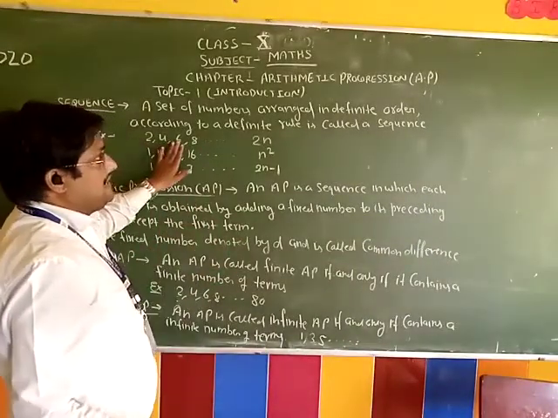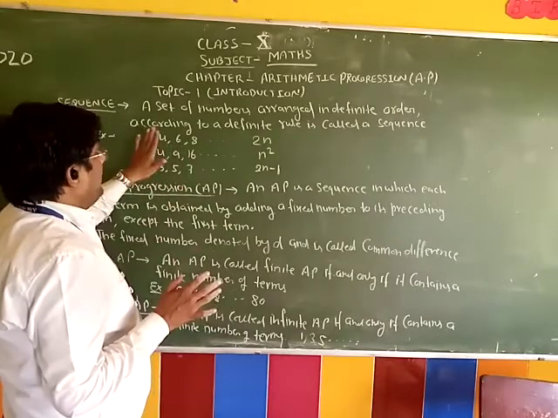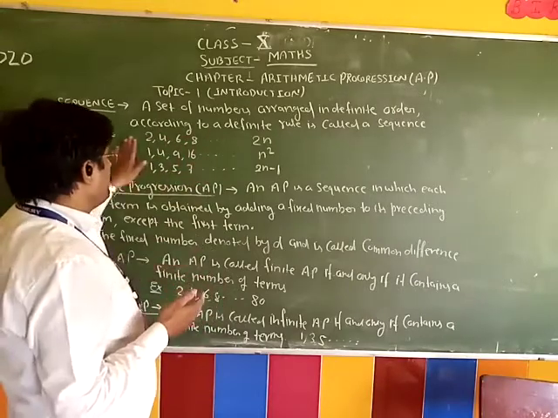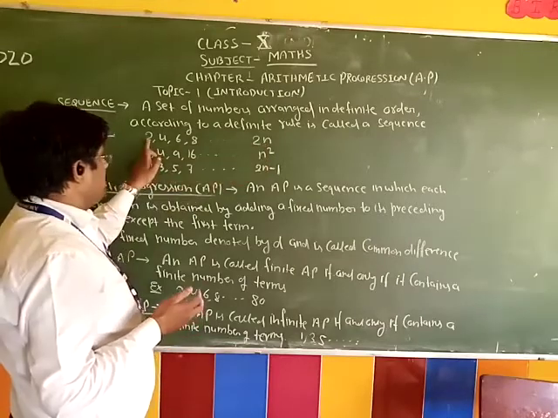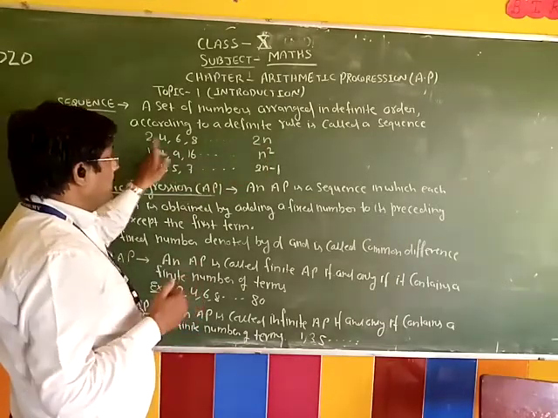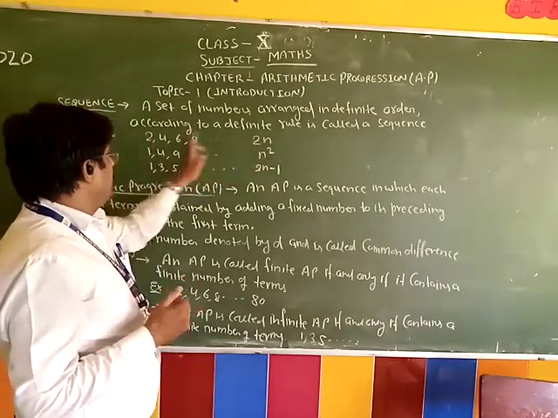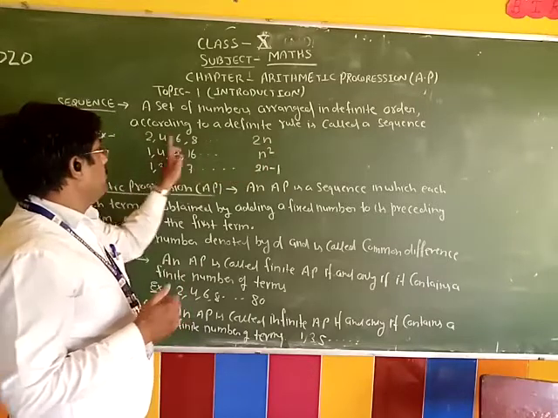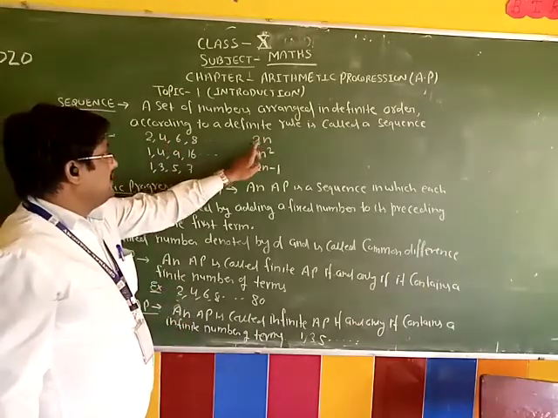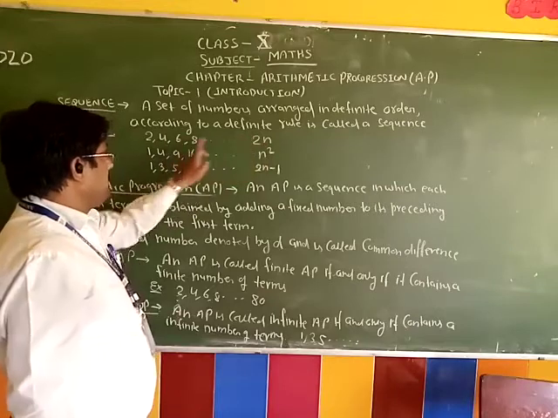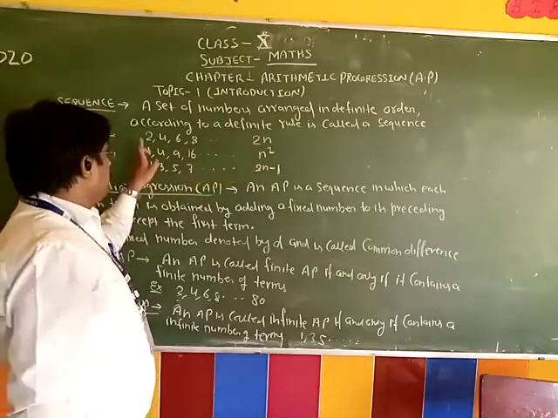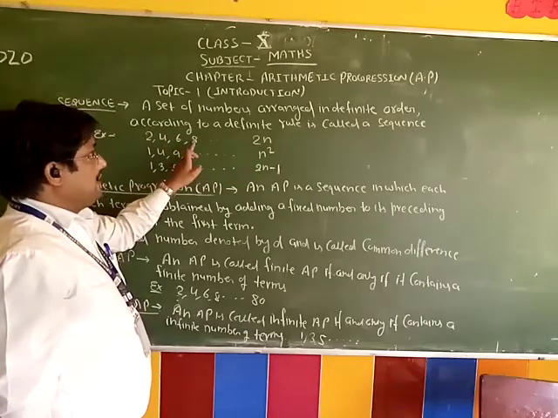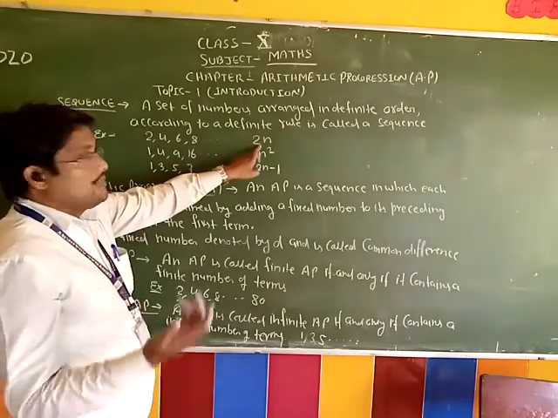These numbers are arranged in a definite order according to a definite rule. The rule is 2n. If we put the value of n as 1, the first term obtained is 2. If n is equal to 2, the second term is 2 into 2, which is 4. If n is 3, then 2 into 3 is 6. If n is 4, find the fourth term: 2 into 4 is 8. So these terms are written in a definite order with a definite rule, 2n.